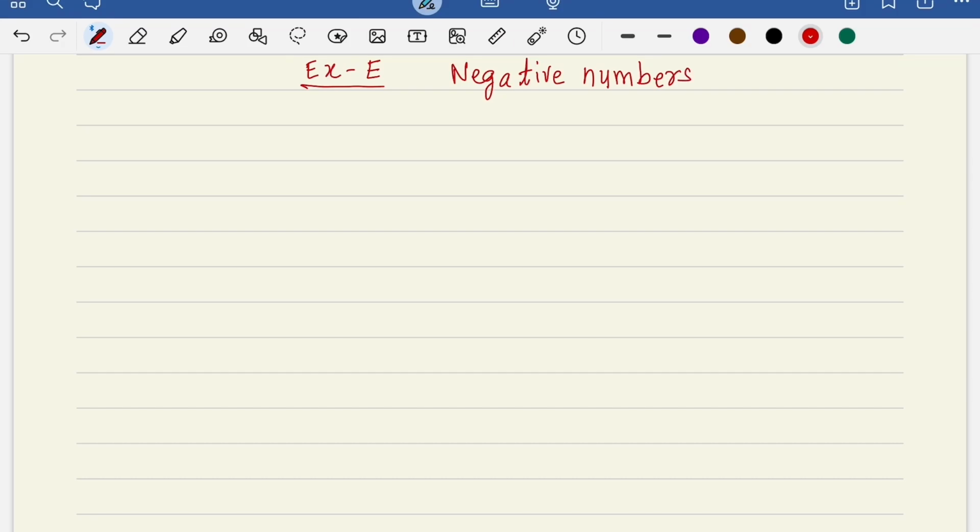Exercise E, negative numbers. Negative numbers are part of integers because integers include positive numbers and negative numbers. Question number 1, use order of operation to evaluate. Evaluate means find the value. Order of operation, whether it is written or not, we always have to use BODMAS.